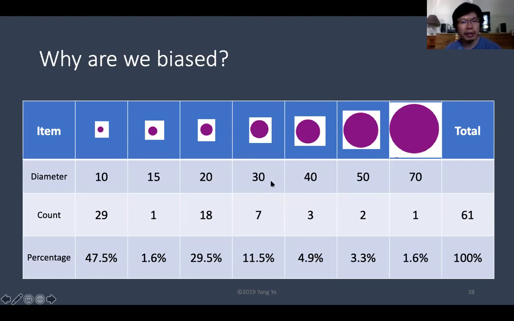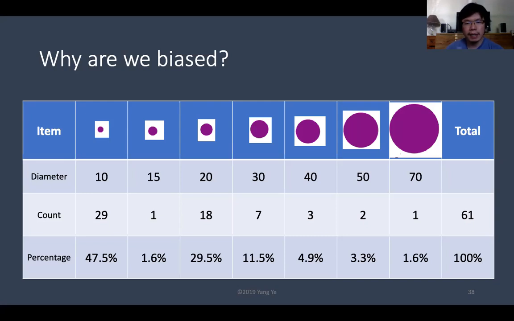And when we select, we tend to select based on categories. We want to include one from each category. Therefore, our sample of 5 tends to overrepresent the larger circles and underrepresent the smaller circles. And remember, random sampling means that every single individual in the population, in this case 61 circles, has an equal opportunity to be selected.